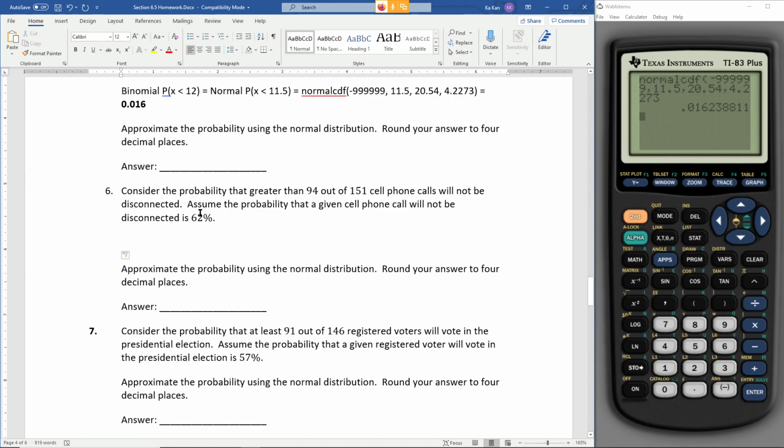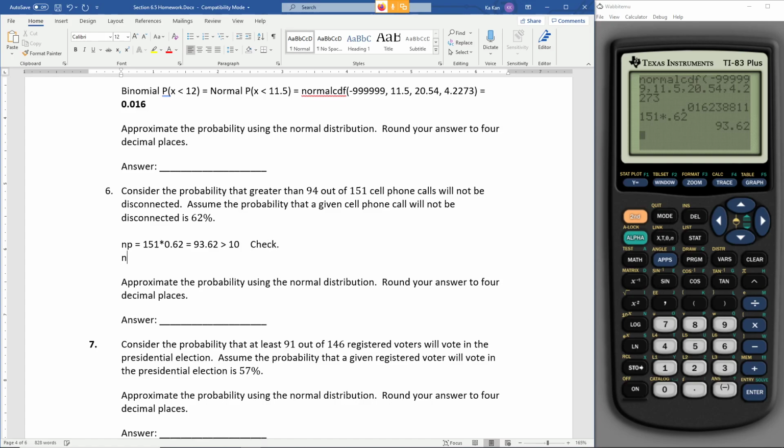We need to figure it out with this probability, right? So n times p, in our case, would be 151 times 0.62. So let's say that would be bigger than 5. And that's 93.62. Of course it's bigger than 10, right? Check.